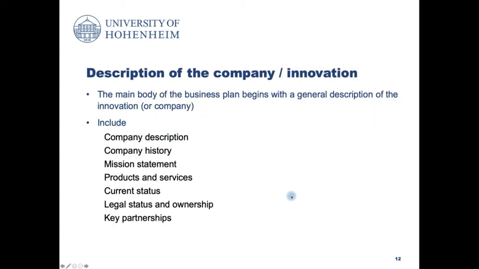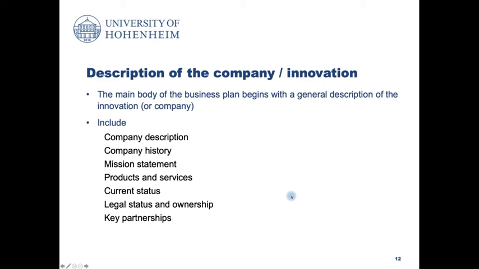Description of the company or of the innovation. So that's the main business plan. The company description: What's the company? What is its history? What is the mission? What is the strategy and the mission? Very important that you find a match between the innovation and the mission and the strategy of the firm. What are its products and services, current status, legal status, ownership, key partnerships? So if you go for external funding for your innovation, funding bodies may want to know who they are basically investing with. And so this is what you describe here.